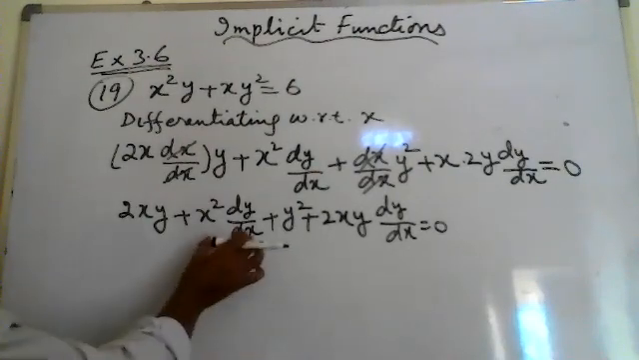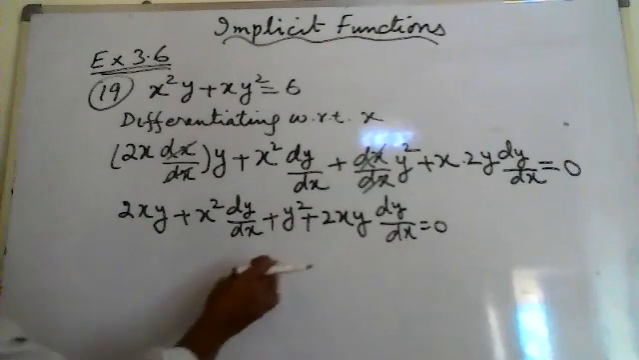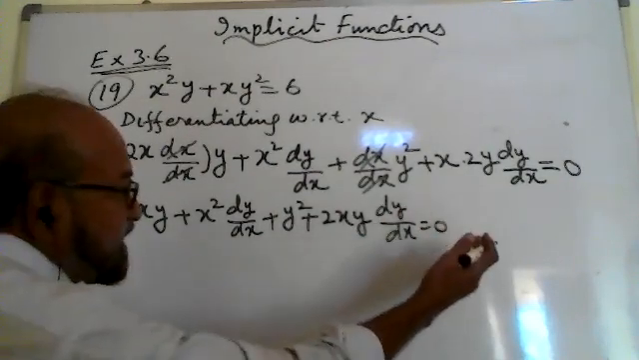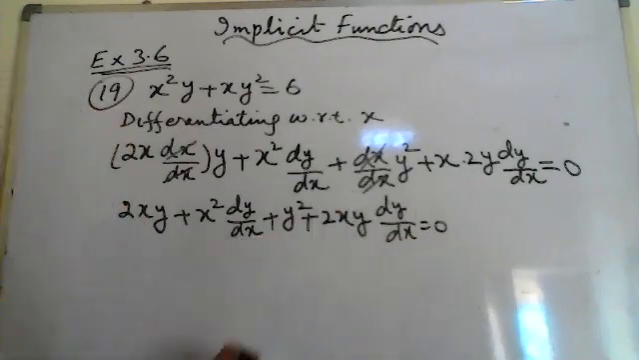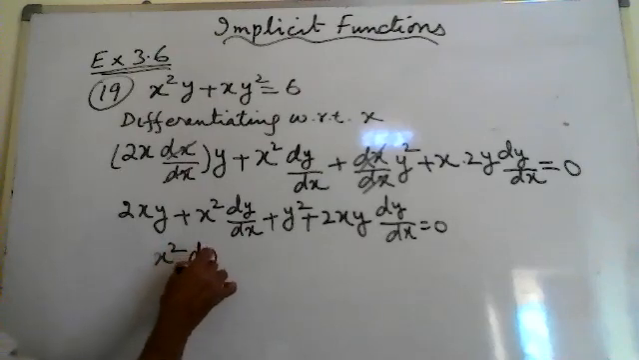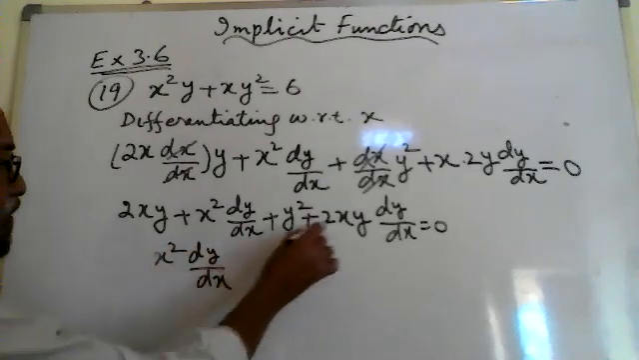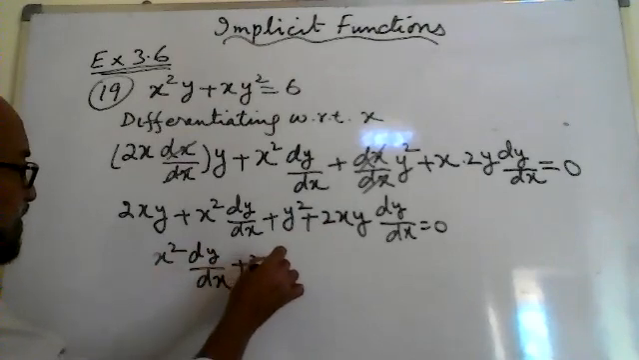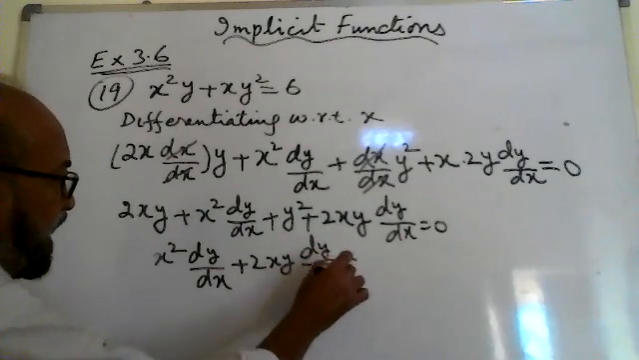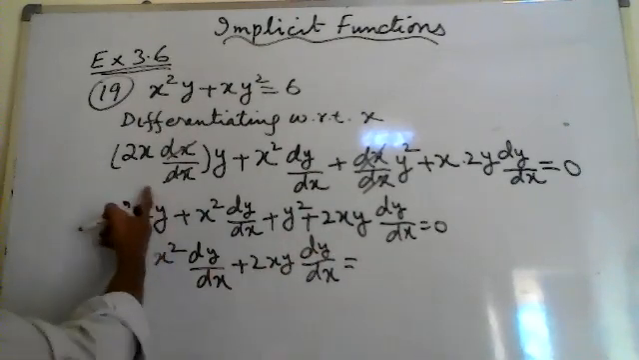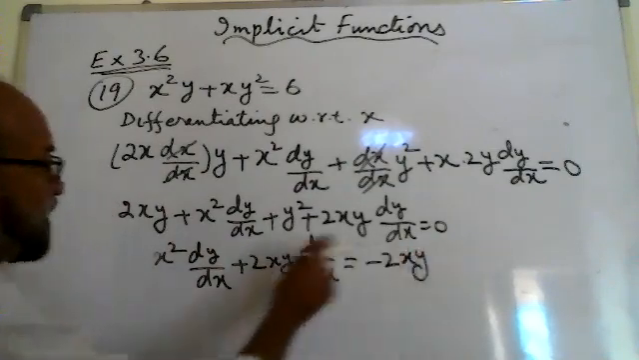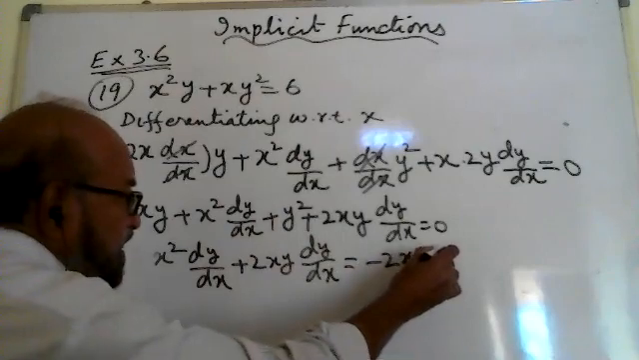Okay, now dy upon dx will be written on the left side. Even if they are on the right side, we have to shift them to the left. So that will be written on the left side: x square dy upon dx plus 2xy dy upon dx, and the terms without dy upon dx will be shifted to the other side, minus 2xy, and this is also minus y square.